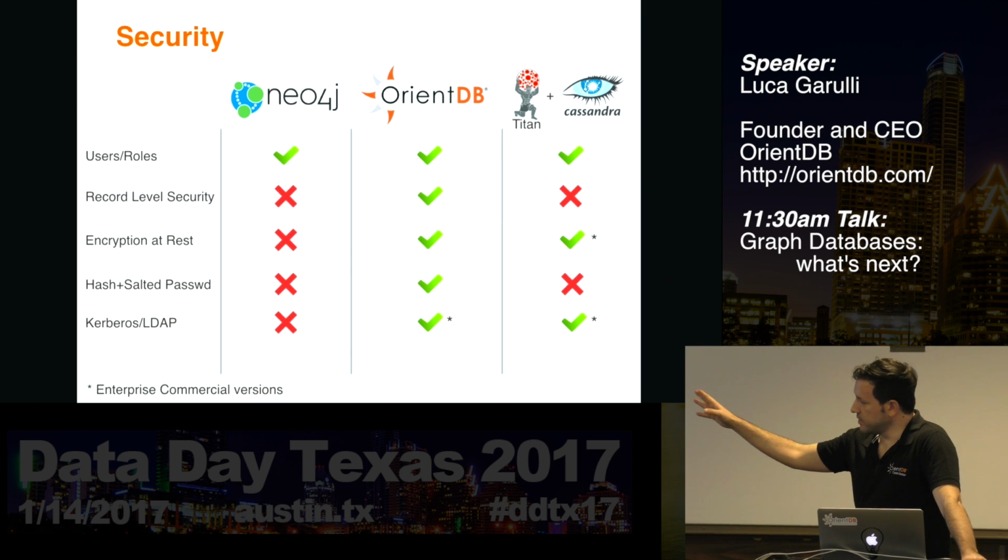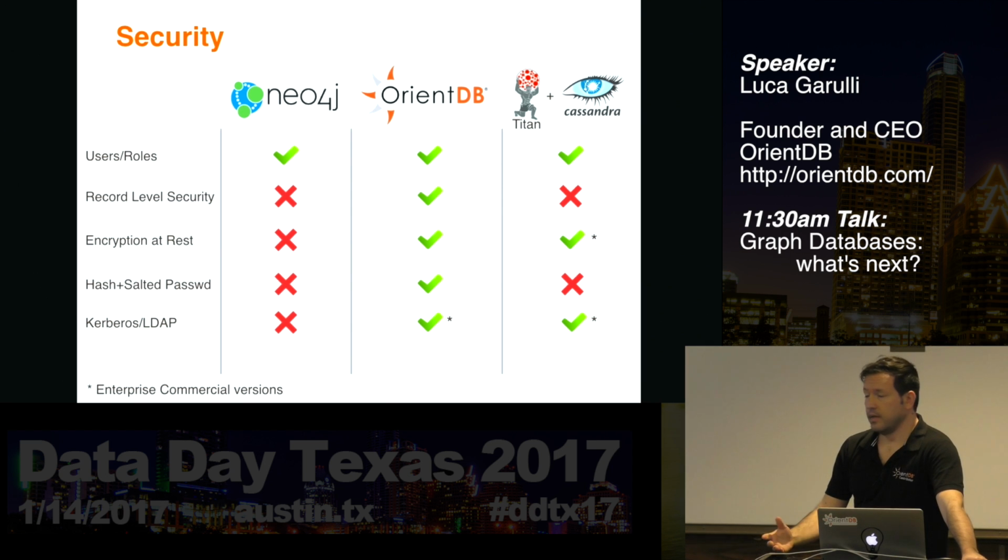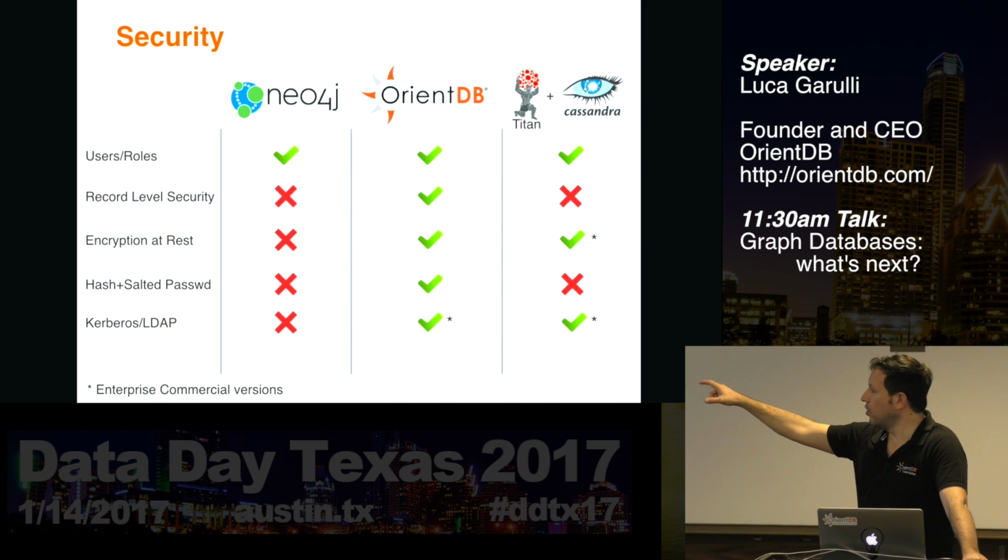Encryption at rest. This means that when the database stores data on disk, the data is encrypted by using a strong password. In this way, even if your application has a lot of leaks and somebody enters your application, your server, and can grab the database directory, they are not able to read any of the content because all the content is encrypted. This feature is provided only by Titan and Cassandra, only with the DataStax version, so the enterprise version, and also OrientDB.